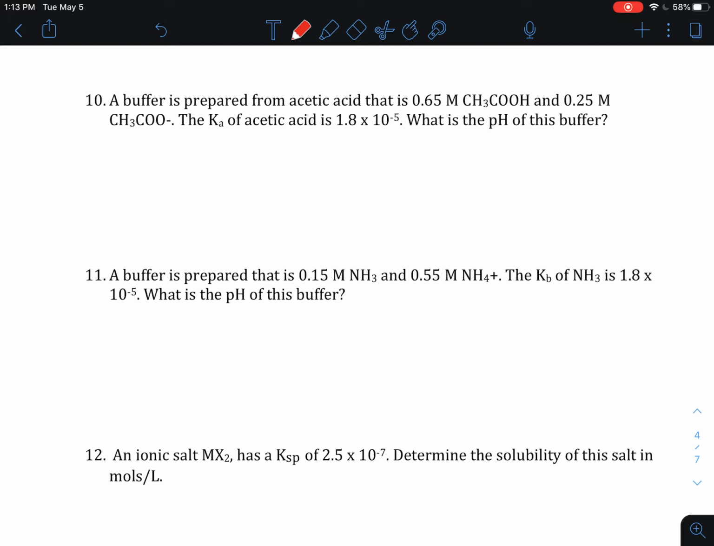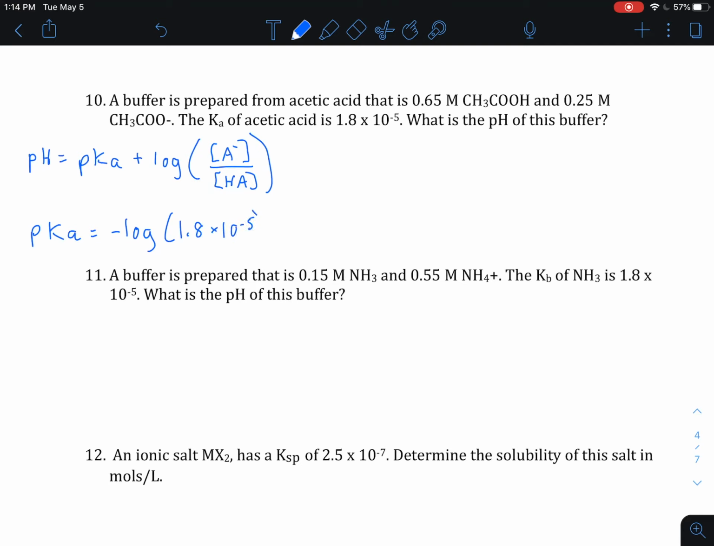Okay, next question says a buffer is prepared that is 0.65 molar acetic acid, 0.25 molar acetate. Given the Ka, what is the pH? So we know this is a Henderson-Hasselbalch problem. pH equals pKa plus log base over acid, so A minus over HA. We pretty much have everything we need except for the pKa, so let's get that.